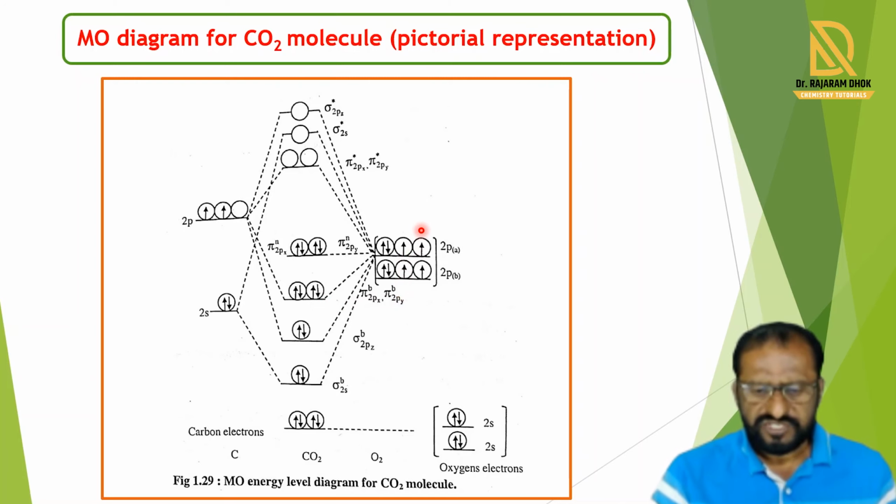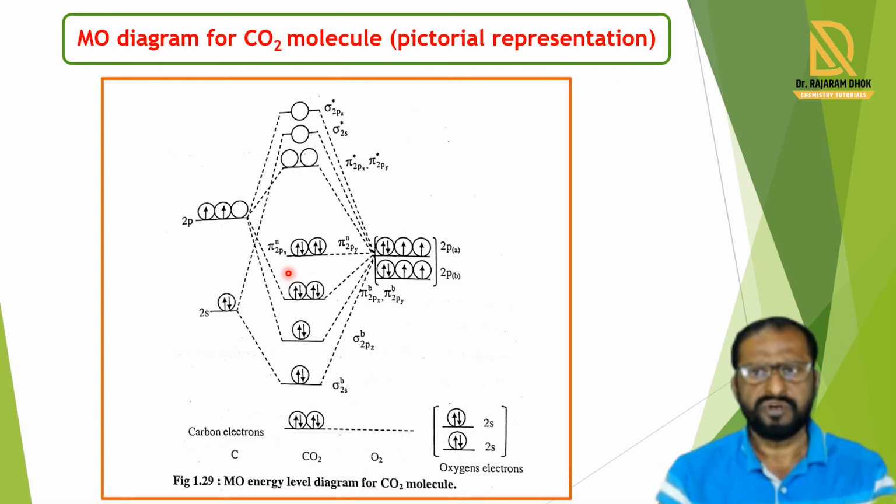Now, in the second oxygen atom, one py and one pz are unused, and for these unused oxygen atomic orbitals there are no available carbon atomic orbitals, and so these two oxygen atomic orbitals remain as they are, as non-bonding molecular orbitals. These non-bonding molecular orbitals we can give the notation pi n 2py and pi n 2pz. So these two are the non-bonding molecular orbitals.